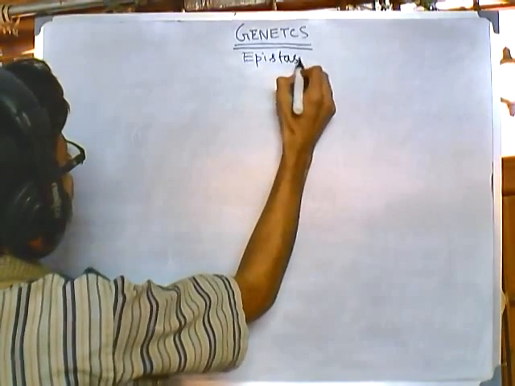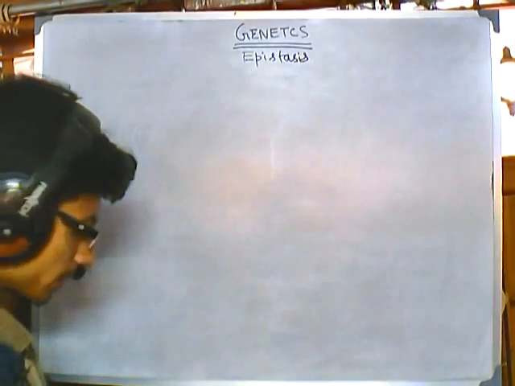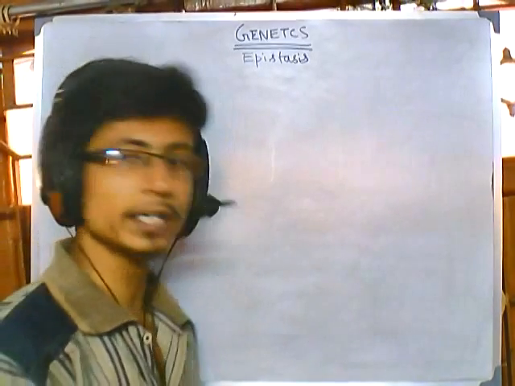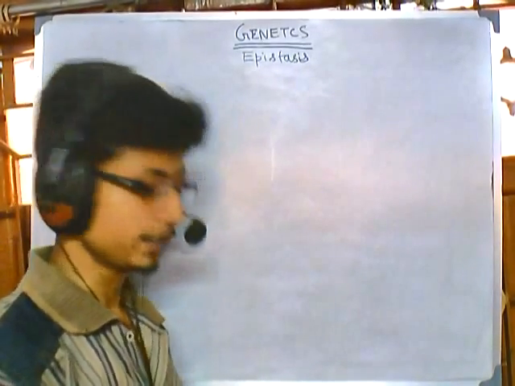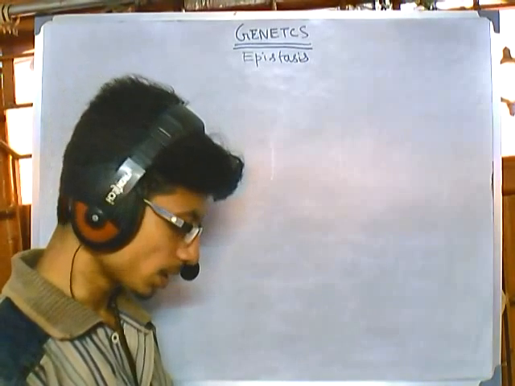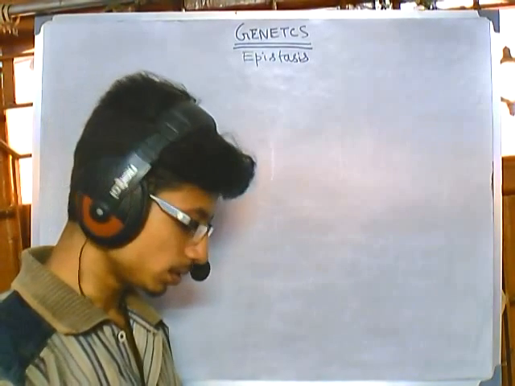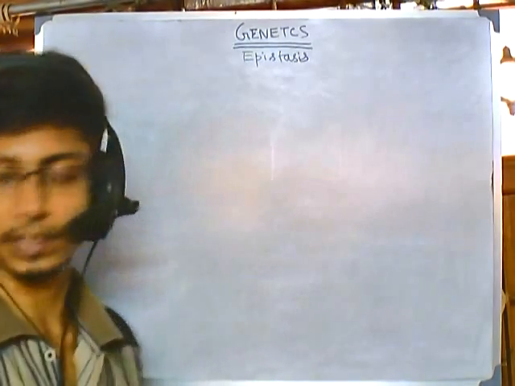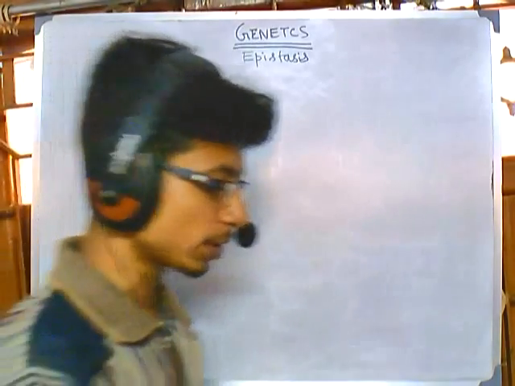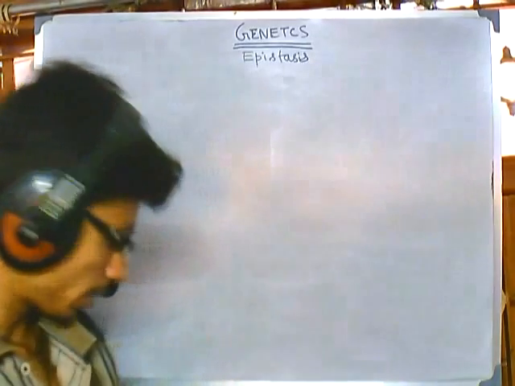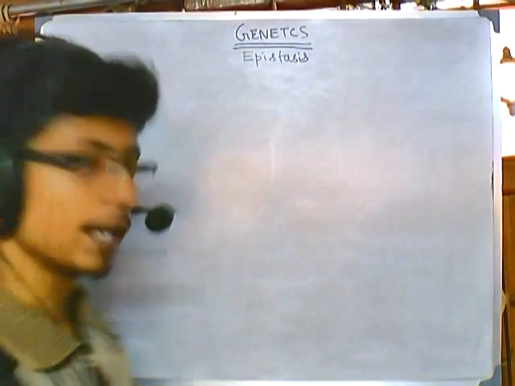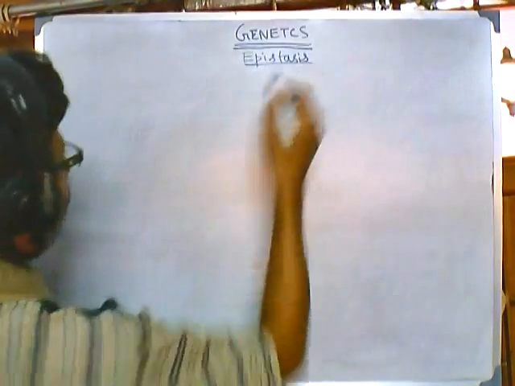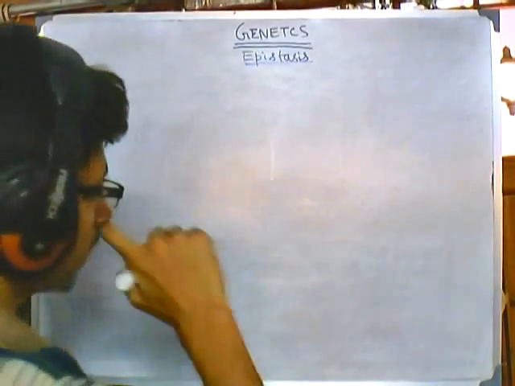Now we have discussed the different types of epistasis: recessive epistasis, dominant epistasis, double dominant epistasis, duplicate dominant epistasis, and also dominant recessive epistasis. So four types of epistasis we have already talked about. Now here we'll be talking about the different examples and problems with it. So let's first talk about the recessive epistasis problem.